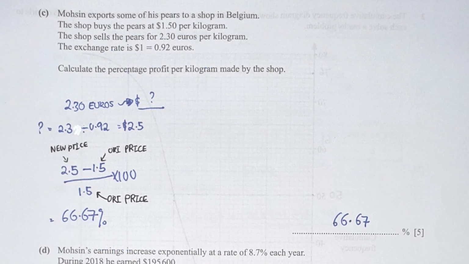As for section C, I first convert the 2.3 euros into dollar by dividing it by 0.92. Then I get $2.5. So the new price minus the original price divided by original price times 100. Then you will get your final results as 66.67%.